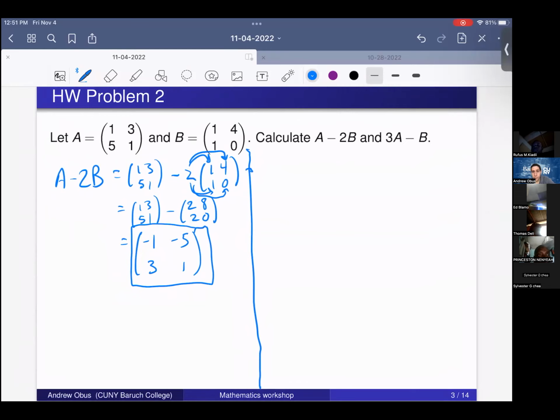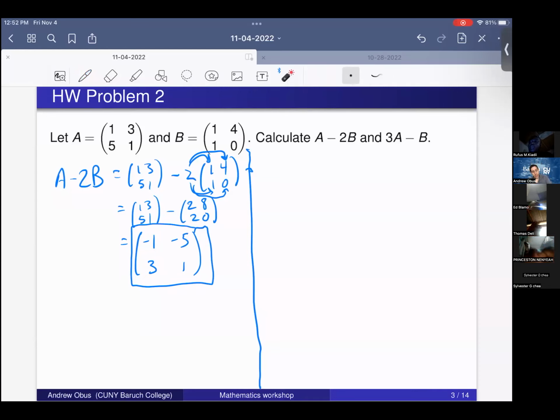Any questions here? Rufus, do you have your hand raised? Yes, but Andrew, please. Yes. Princeton, please help me and go back over the problem. I beg you. Over the matrix? Yeah, starting from A minus 2B. Start from there, go back, please.